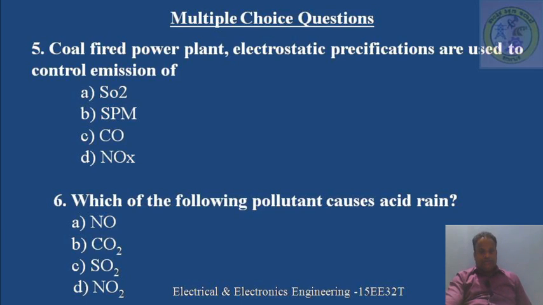Sixth one, which one of the following pollutants causes acid rain? That we already studied. What is the main cause for the formation of acid rain? Option A, nitrogen oxide, carbon dioxide, sulfur dioxide, nitrogen dioxide. Can you answer?